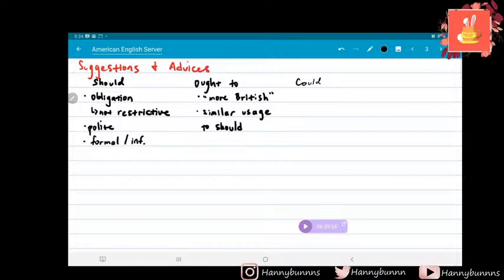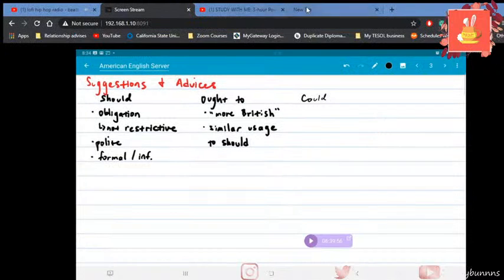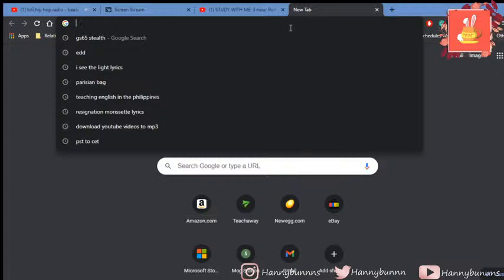I know a phrase for ought to. I used to watch Ed, Edd n Eddy. I don't know if you guys know that TV show. I'll show you a picture here. I don't know if you guys know or remember.